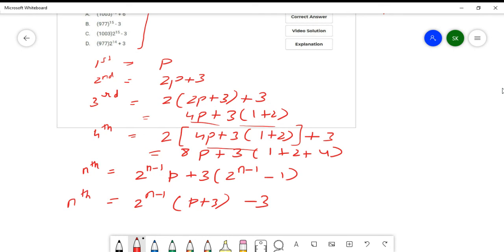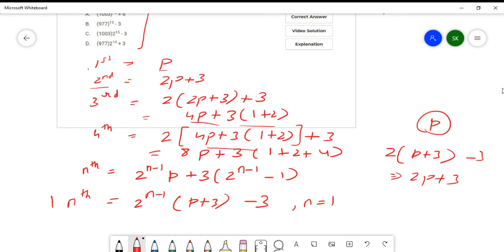If you want to verify it, you can verify it. Put n equals 1 here. What we get? We get the value as P. Now verify it from here. For n equals 1 here, what was it? It was P. Similarly for n equals 2, we will put n equals 2. What will we get? We will get 2 into (P plus 3) minus 3. Again we will get the same value 2P plus 3 on solving it. So it means this general term is correct.